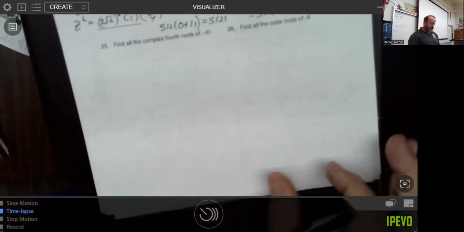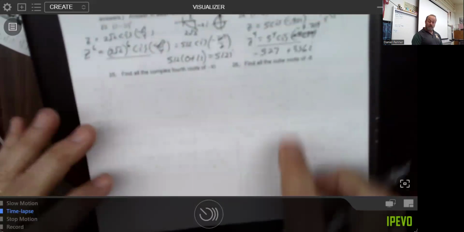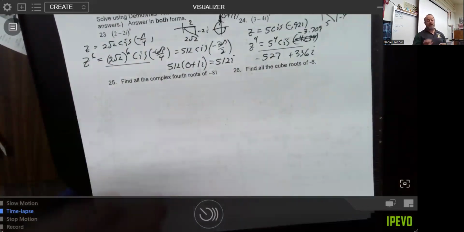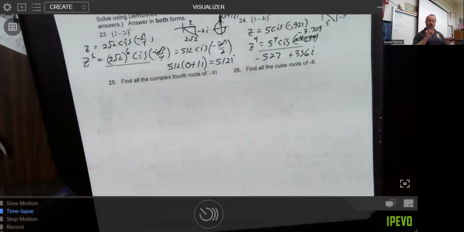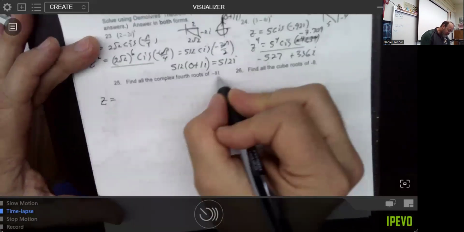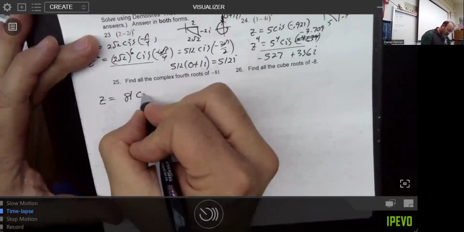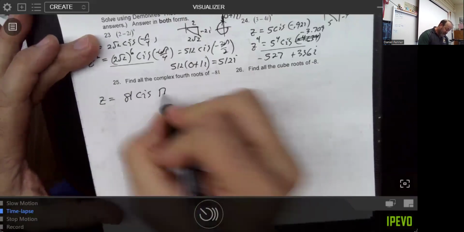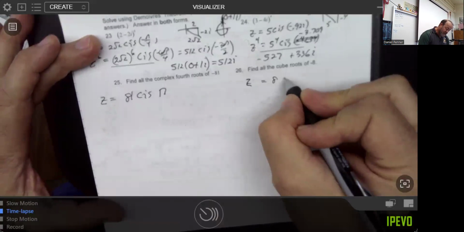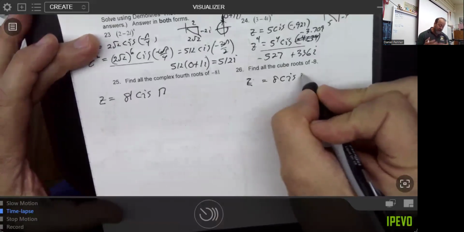Okay, finishing this up, we're going to find the 4th roots of negative 81 and the cube roots of negative 8. I kind of wish I didn't make these both negative 81 or negative 8. I wish one of them had an i in it, but it starts the same way. Negative 81 is 81 units straight to the left. Here, negative 8 is 8 units directly again to the left.